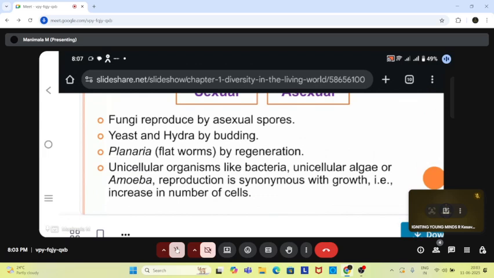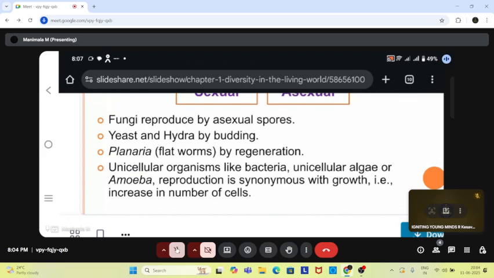But in fragmentation, a new organism will be formed. Regeneration takes place with the help of regenerative, specialized cells, but in fragmentation specialized cells are absent. Example of fragmentation: Spirogyra. For regeneration, planaria is an example. Regeneration takes place in complex multicellular organisms, and fragmentation takes place in simple multicellular organisms.